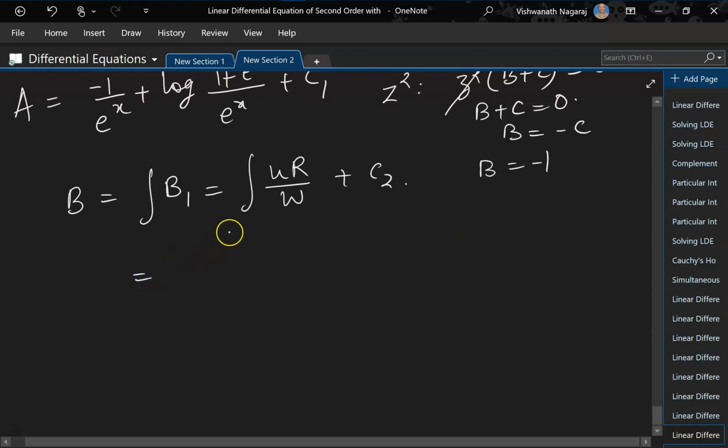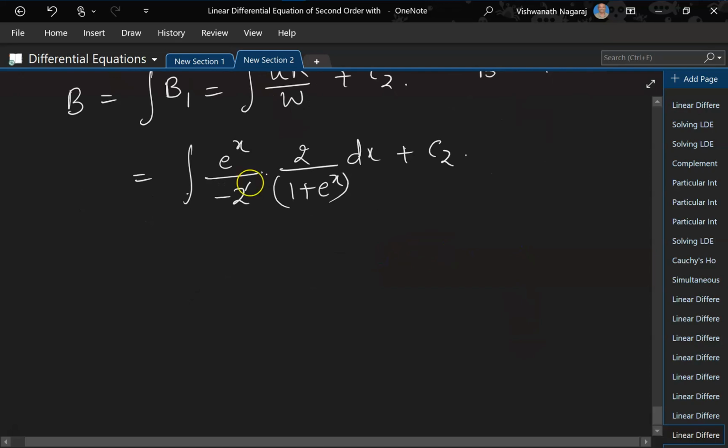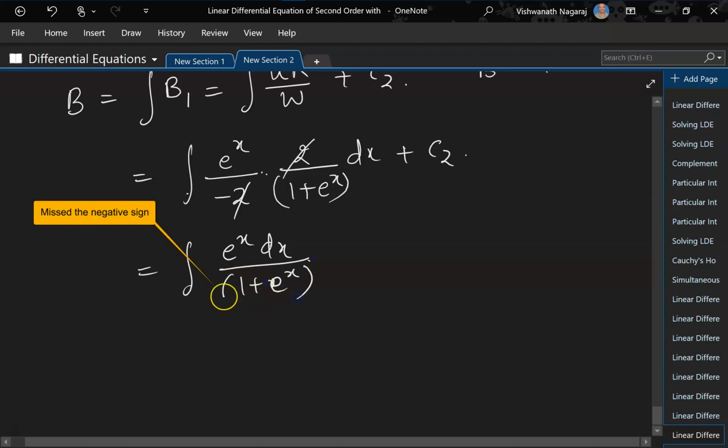Okay, now this, let's do the substitutions of ur and w. So integral of u is e to the power of x divided by w is minus 2 times this is 2 by 1 plus e to the power of x dx plus c2. Here 2 cancels out. We are left with e to the power of x dx by 1 plus e to the power of x plus c2.